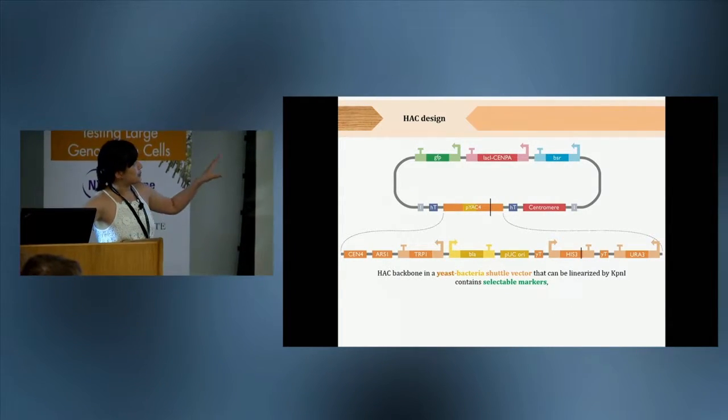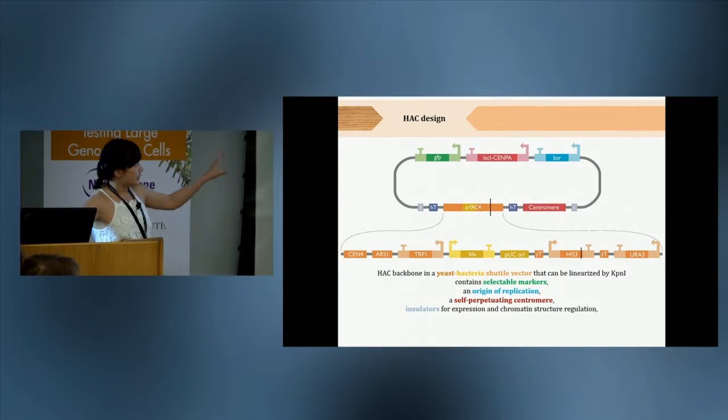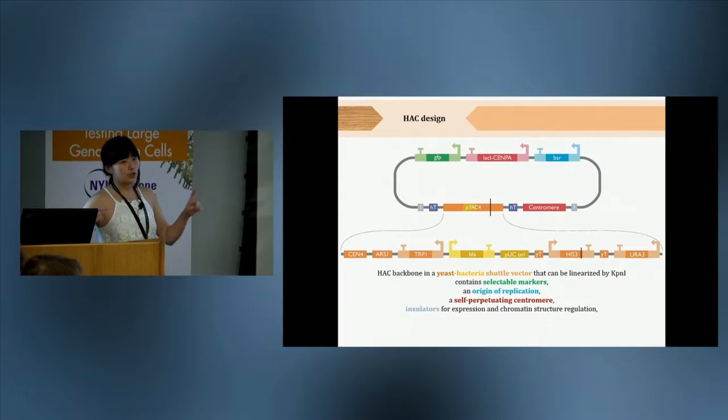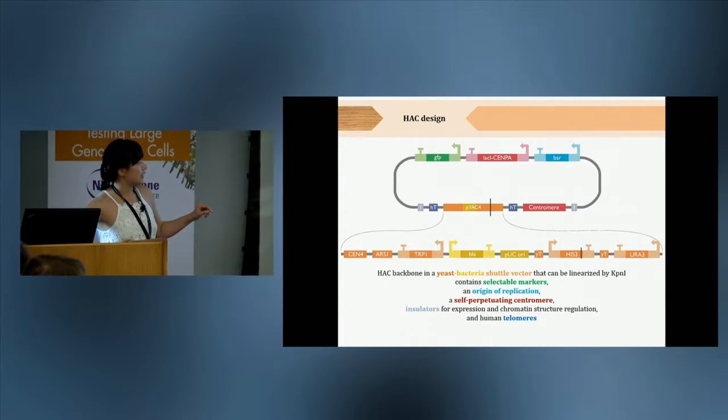We also have selectable markers like GFP and a drug resistance gene, as well as an origin of replication and the centromere, which, as I explained, has a way to self-perpetuate. Insulators prevent reorganization of your chromosome, and also human telomeres.